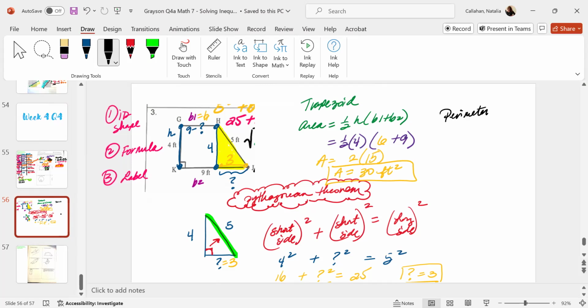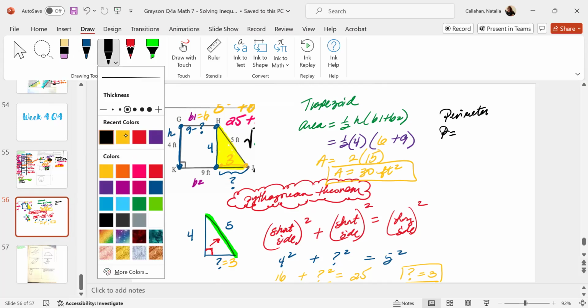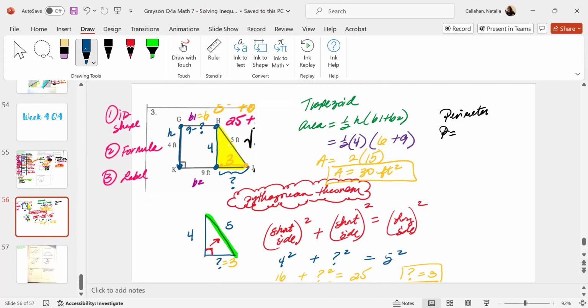Perimeter. How do you find the perimeter of a trapezoid? What's the formula? Okay, so the formula is 1/2 and... No, that is not 1/2. That's area. Perimeter. How do you find the perimeter? B1 plus B2 and plus... No, it's just all sides. B1 plus B2, side 1, side 2, right?